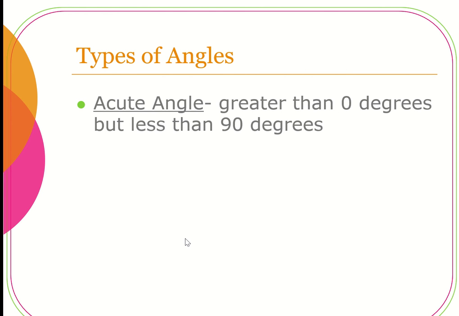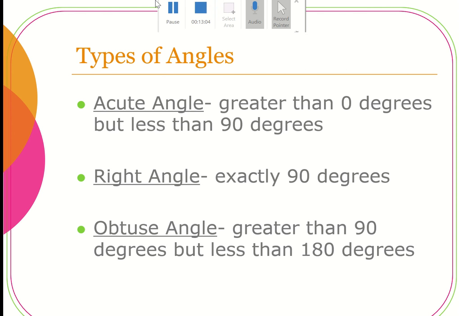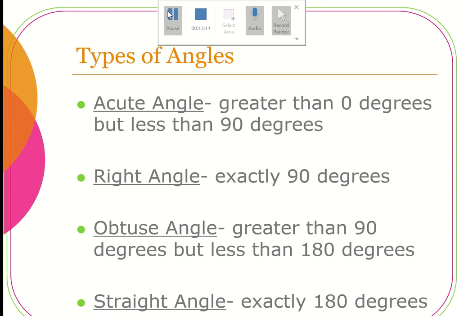Let's talk about the types of angles. We have acute angles, which are greater than 0 degrees but less than 90 degrees. We have right angles, which are exactly 90 degrees. Obtuse angles, which are greater than 90 degrees but less than 180. And straight angles are exactly 180 degrees.